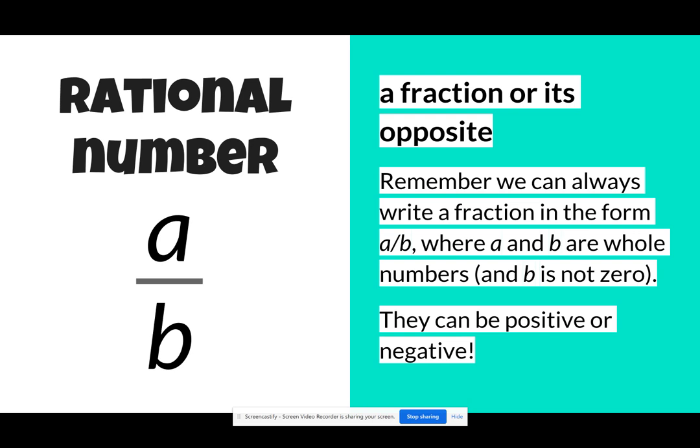So remember, we can always write a fraction in the form of a over b, where a and b are whole numbers and b is not 0. Remember, we can't have a 0 in the denominator or the whole world explodes. So a rational number is a fraction, and they can be positive or negative. So we can have rational numbers that are negative.